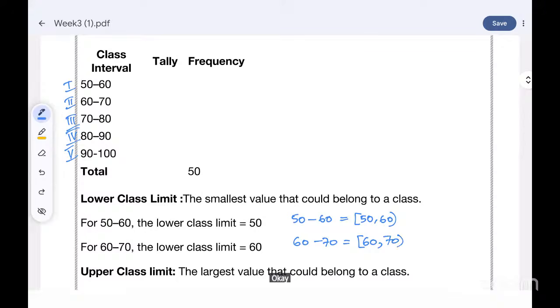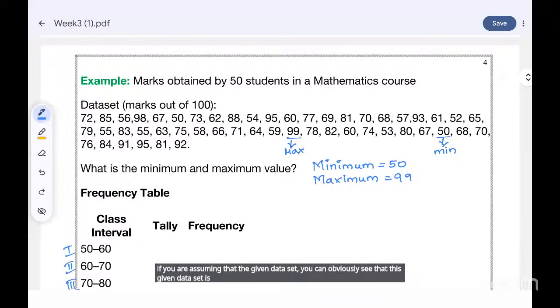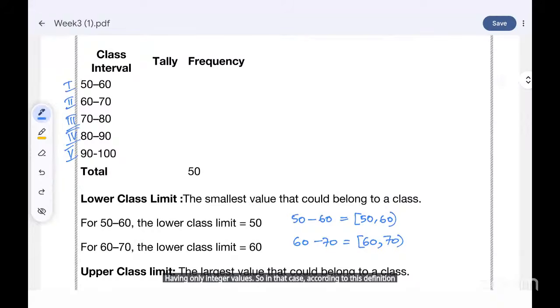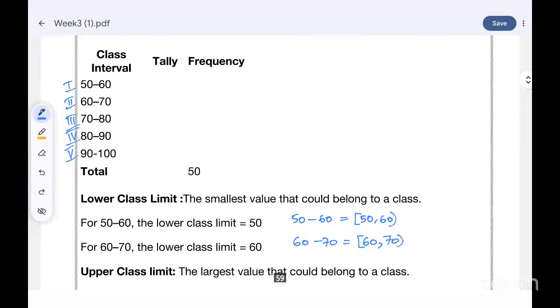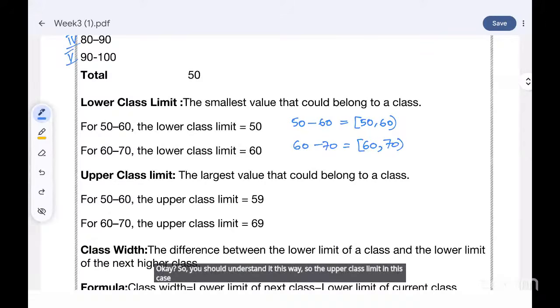Okay. So you should understand it in this way. Let us for now assume that you are having only integer values. If you look at the given data set, you can see that it has only integer values. So according to this definition, what could be the largest value that could belong to the class 50 to 60? 59. So the upper class limit in this case is 59. Similarly, for 60 to 70, the upper class limit is 69.